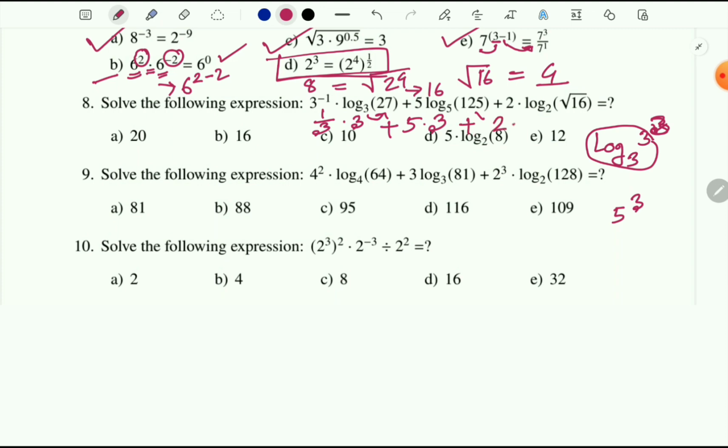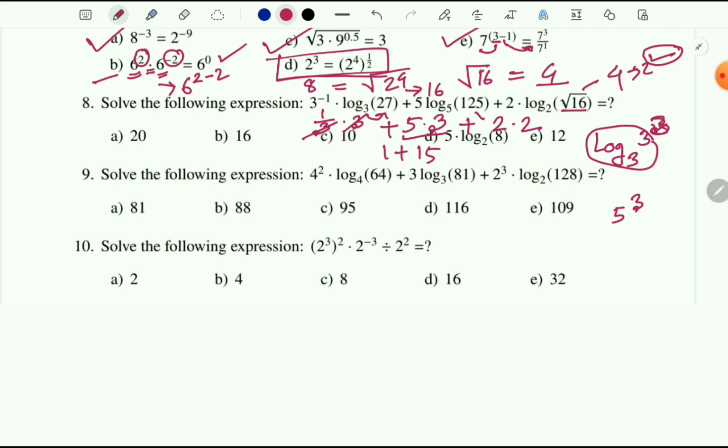So it gives us 2 square. So this 2 is our value. We can write it this way. So for our correct answer, 3 and 3 cancel each other. 5 times 3 gives us 15, and 4. So our answer is 20, option A.